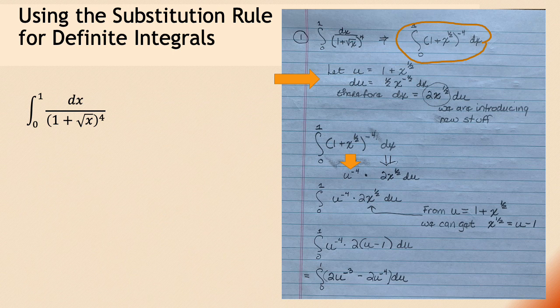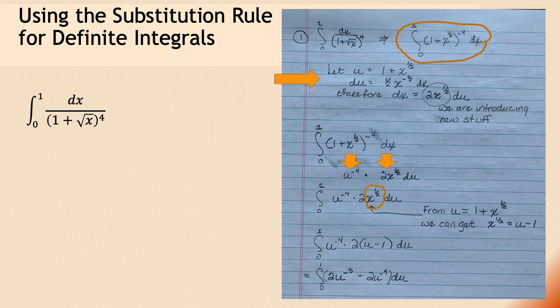Remember, we want to find something that is all based on u. We want to get rid of all the x's. So that 1 plus x to the 1/2 to the minus 4 we can write as u to the minus 4. Great. But now dx is introducing another x in here. All right. So, okay, we'll deal with that.